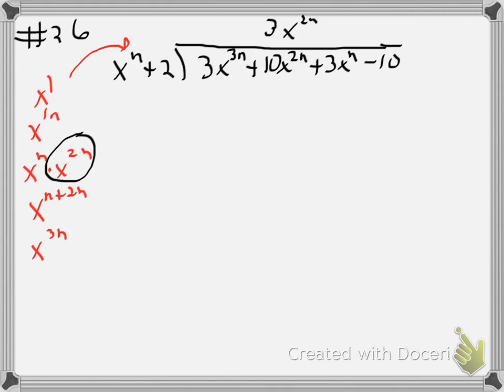So now when I do this, and I multiply these two together, I'm going to get 3x to the 3n. And then when I go 3x to the 2n times 2, 3x to the 2n times 2 is 6x to the 2n.